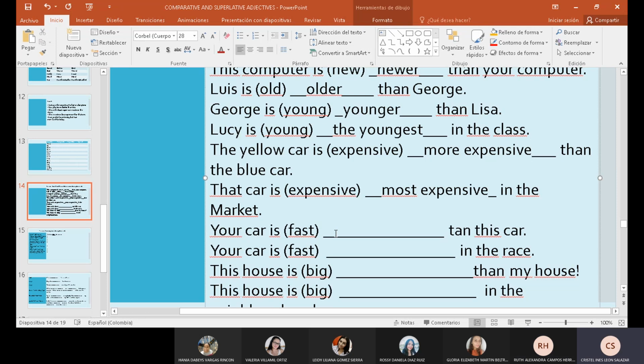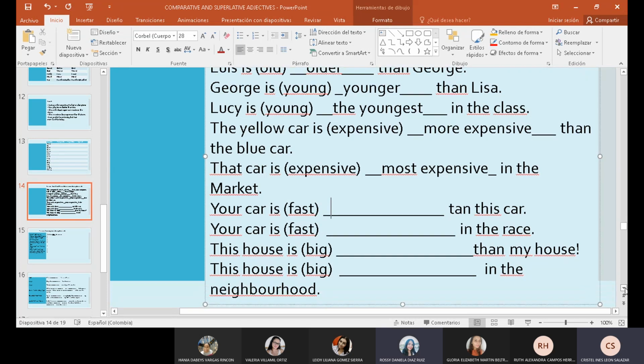Rosie, please. Your car is faster than this car. Yes, it's faster than this car. Please the other, Rosie. Your car is the fastest in the race. Okay, su carro es el más rápido en la carrera.